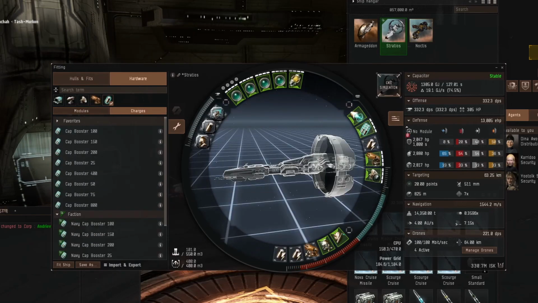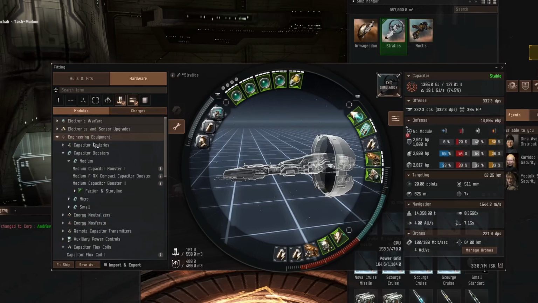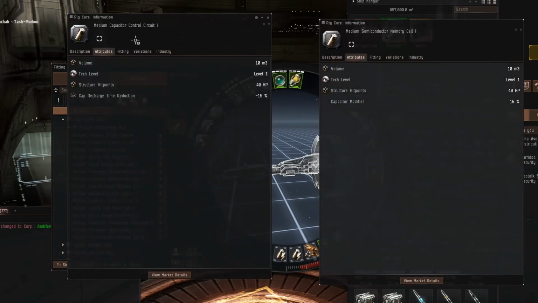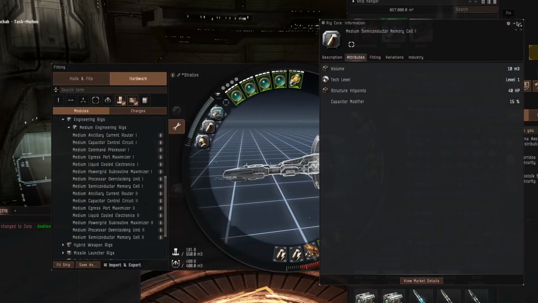There are also 2 rigs that affect capacitor. These are the capacitor control circuit and the semiconductor memory cell. The semiconductor memory cell just gives you 15% extra total cap to the pool, and the capacitor control circuit reduces the regen time by 15%.